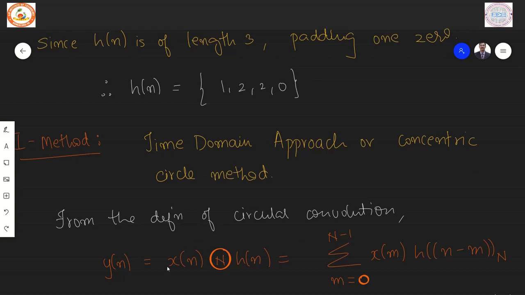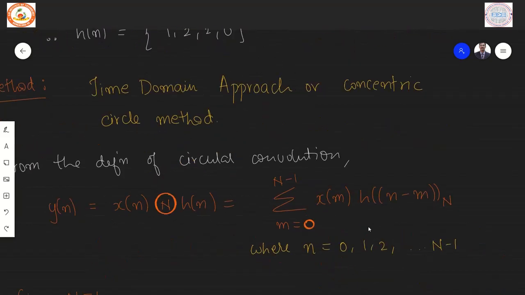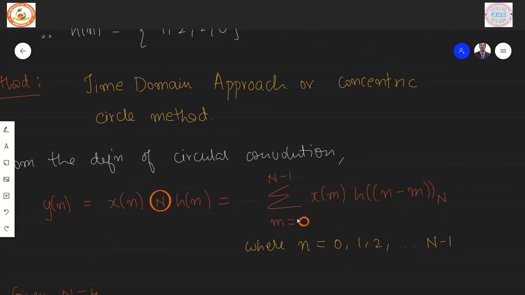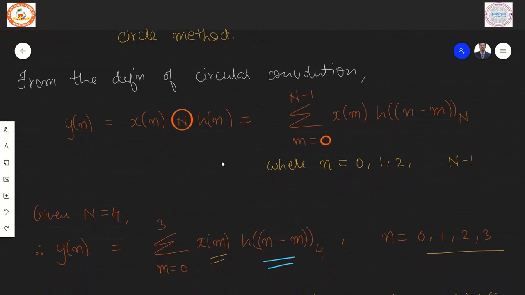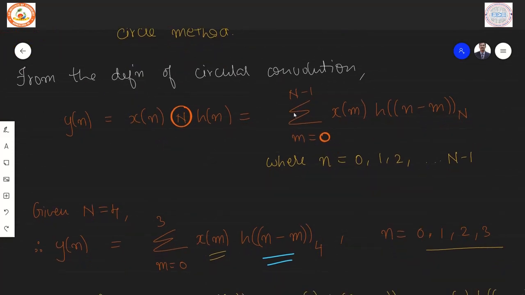From the definition of circular convolution, y of n is equal to x of n convolved with h of n, and we know the formula is: summation m from 0 to N minus 1 of x of m h of (n minus m) mod N, and the n value is between 0 to N minus 1. Now, since the problem is for N equal to 4, substituting N equal to 4, we get m equal to 0 to 3 of x of m h of (n minus m) mod 4, and the n value is between 0 to 3.